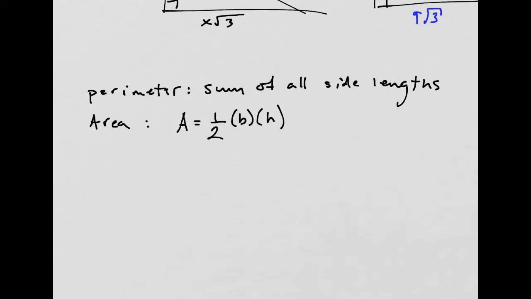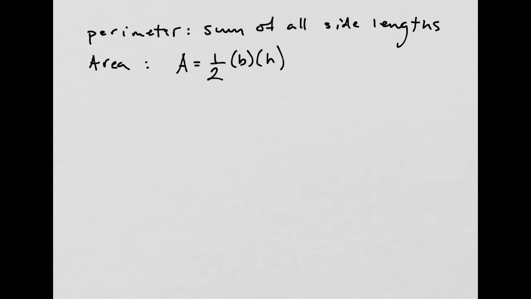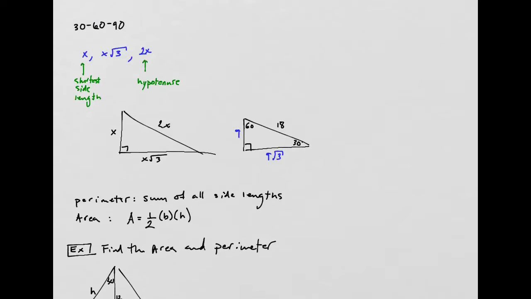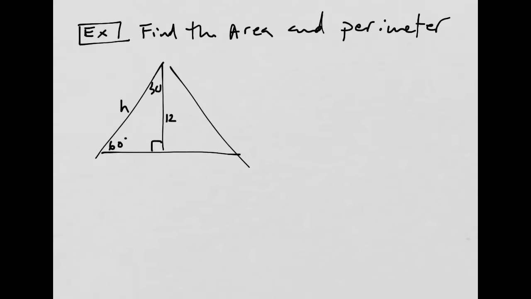Next, we can talk about the perimeter and area of a triangle. The perimeter is very simple. It's just the distance all the way around. You add up all of the side lengths. And the area for a triangle is 1/2 times the base times the height of the triangle. Sometimes you need to use the Pythagorean theorem to find some of those pieces, but it's always 1/2 times the base times the height. So let's look at an example that uses the 30, 60, 90 triangle and area and perimeter.